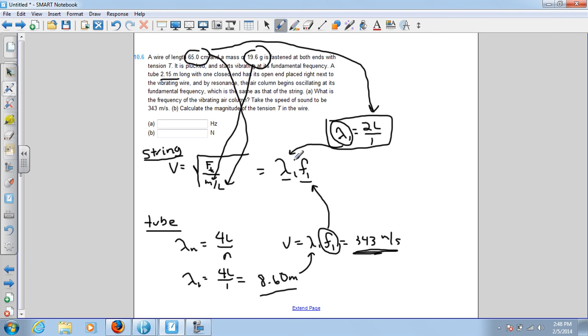Now that we know frequency and wavelength, we can find v for the string, which is not 343 meters per second. It's much faster probably. But now that we know v, then we can solve for the tension in the string.